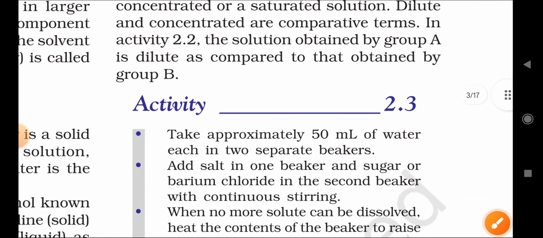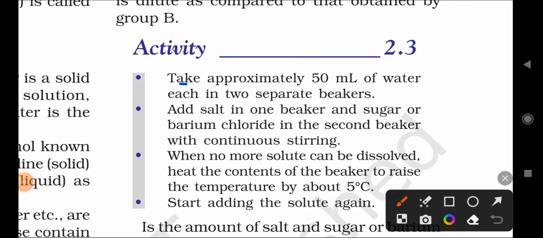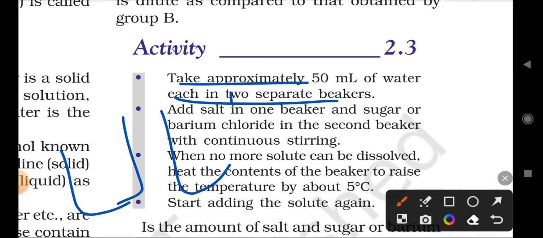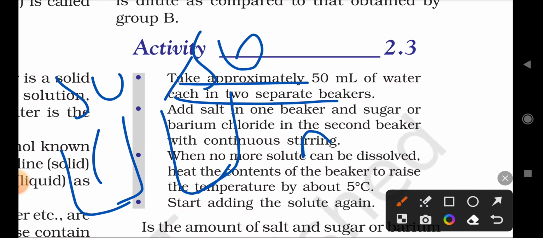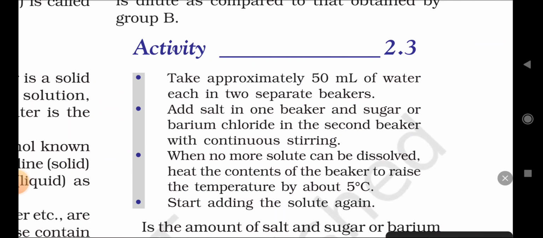Next, activity 2.3. Take approximately 50 ml of water each in a separate beaker. So you have to take two separate beakers, and in each you have to add 50 ml of water, correct?